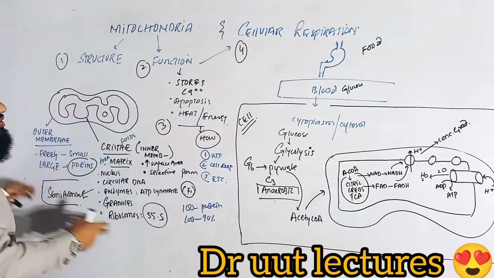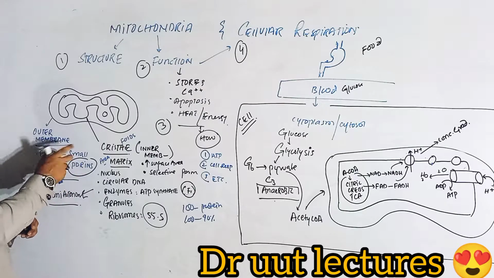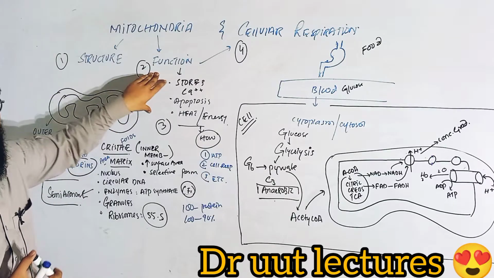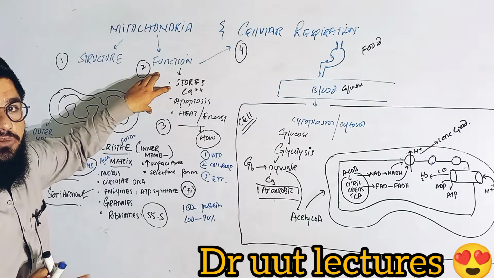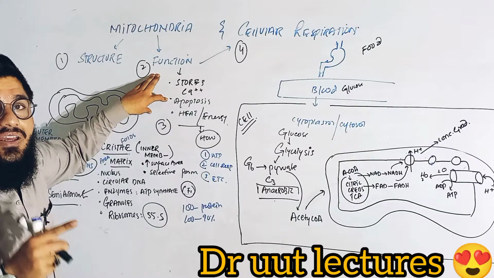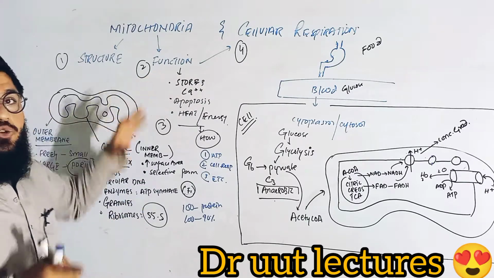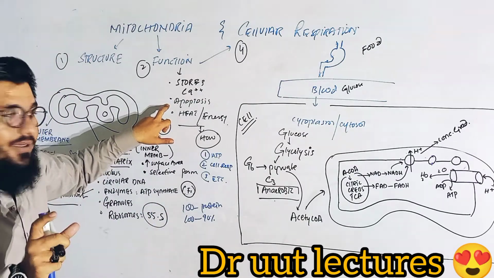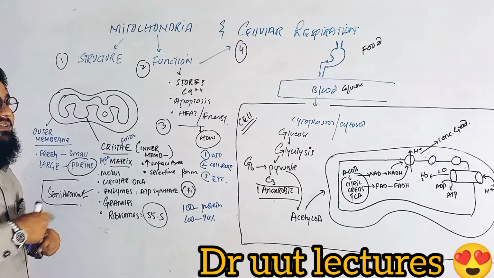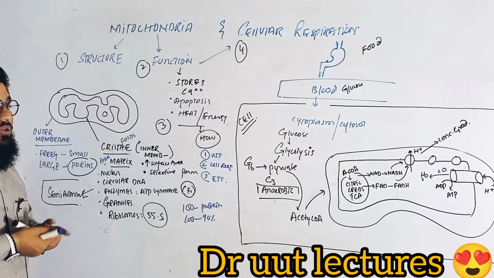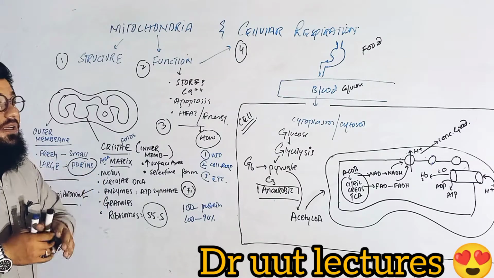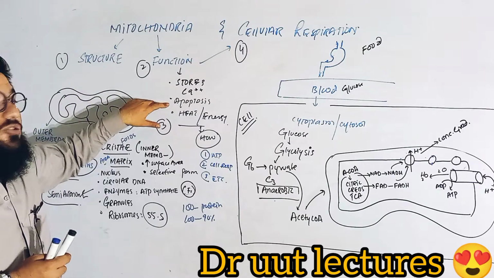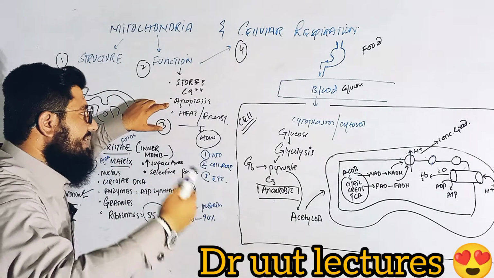I hope you got the structure in which we talked about the outer membrane and the inner membrane. Now let's come to the functions. Simple, it stores calcium. Very interesting function. Apoptosis, this word can be pronounced in two ways. It is a programmed cell death. If there is a death of the cell and that death is programmed, that is because of apoptosis, because of the mitochondria. So apoptosis is actually called programmed cell death.